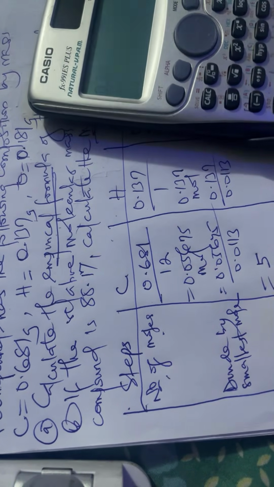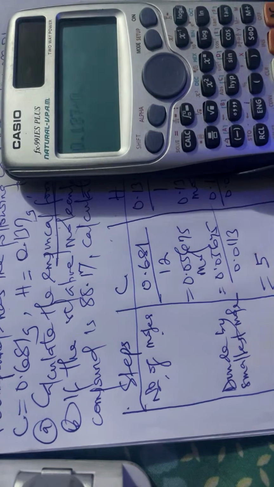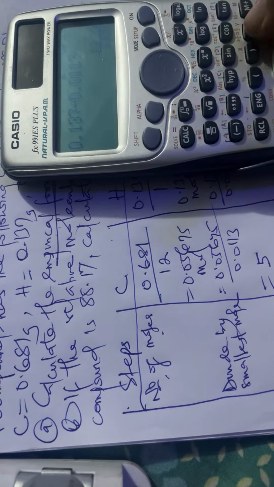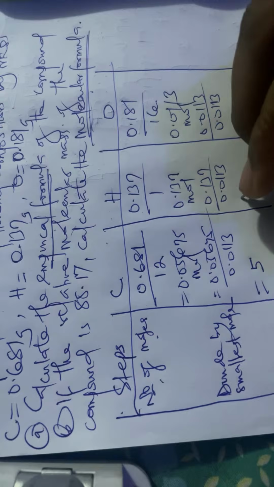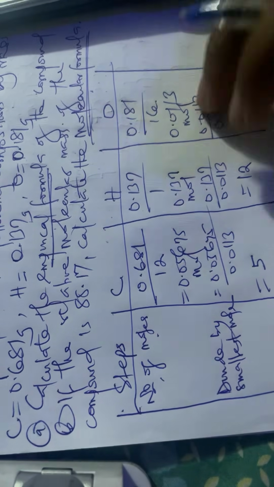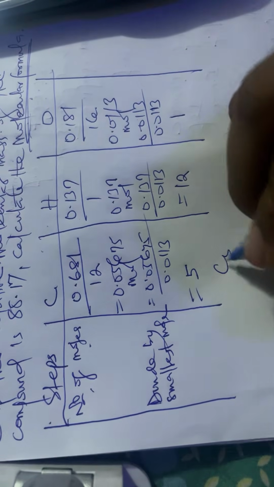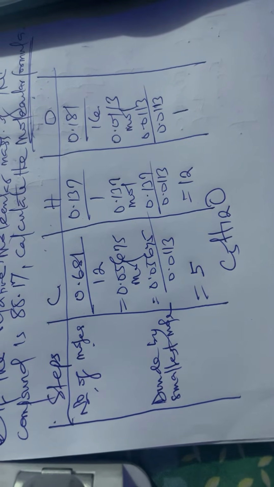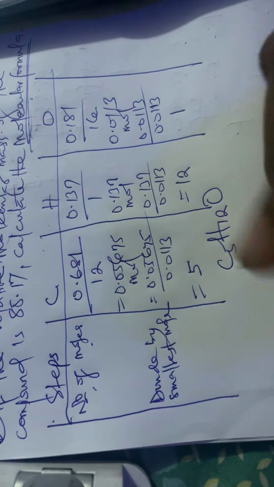Then 0.137 divided by 0.0113 will give us 12.1, which is still 12. Then this will give us 1. So it means that our empirical formula here is C5H12O. As you can see now, it's clearly our empirical formula.